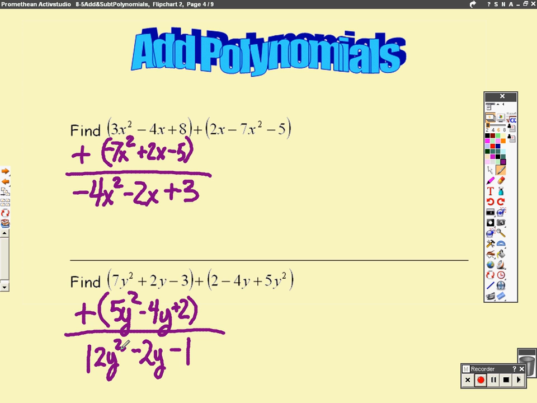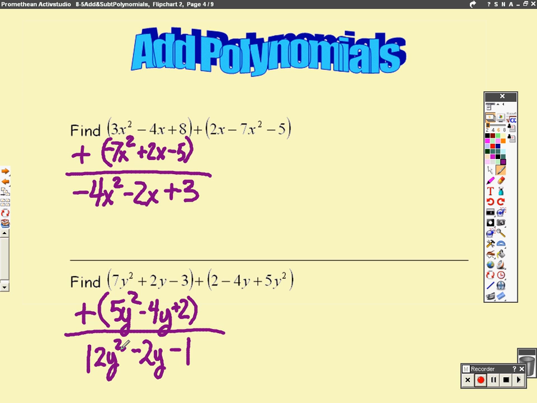Another area where students make mistakes is they confuse adding polynomials with multiplying polynomials. And in multiplying polynomials, when you have exponents, you use the laws of exponents and you add the exponents. In this case, we do not do anything with the exponents. We find like terms, we add them, and we keep the variable and the exponent the same.